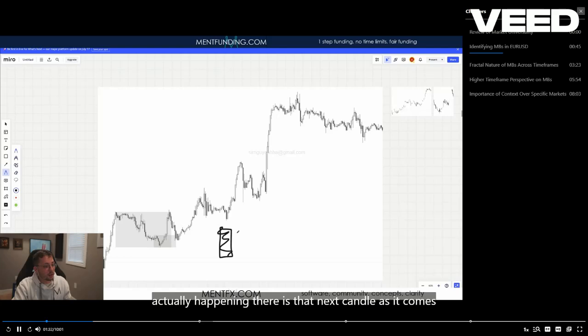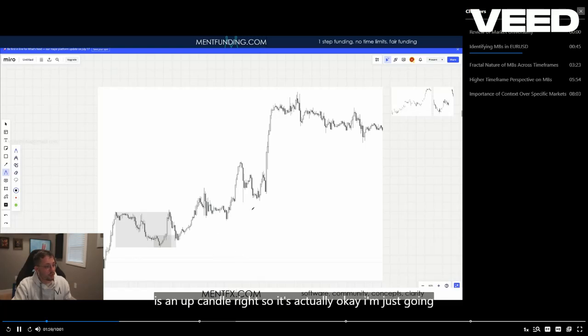So what's actually happening is that next candle, as it comes down, it might open up a little bit. So it does something like this. Maybe it makes that wick, and then it ends up closing in here, right? It just comes down, and then it closes around there, and does something like this. And then you just end up having a down, and then, oh, sorry, that next candle is an up candle, right?